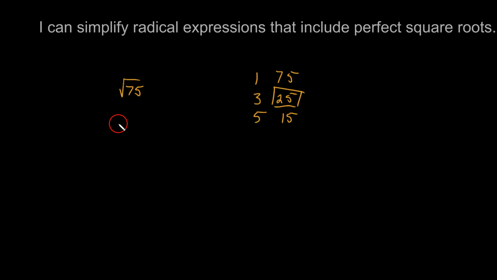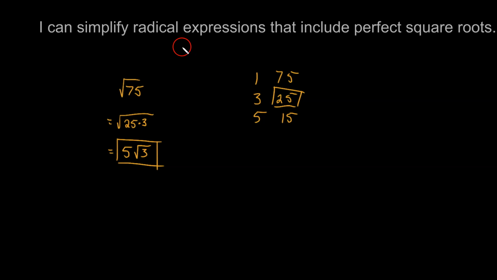So we can rewrite this as the square root of 25 times 3, with both of them underneath this radical symbol. And we know the square root of 25 is 5, so we can pull that out and go 5 times the square root of 3. So this is going to be our simplified radical right here: 5 times the square root of 3, or 5 square roots of 3.